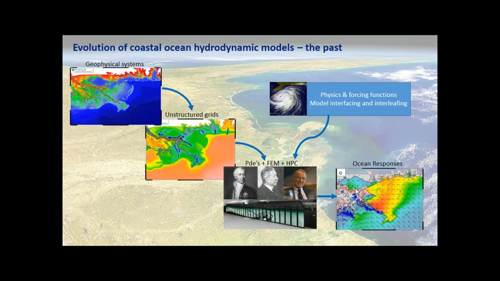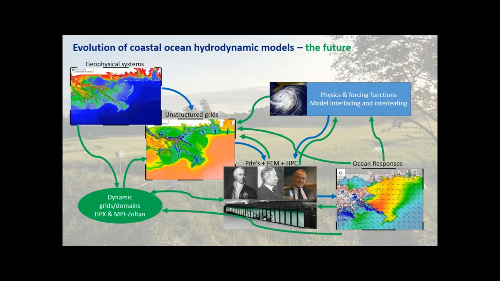Anyway, I think the right way to go, as we develop so much more information, including measurement data, is to have the models look like this. And that is that there are these two-way streets. It's not just a one-way street, but there's this dynamic interface between the response, the physics, the model, what the grid looks like, and the original geophysical system. So it's this massive back and forth.